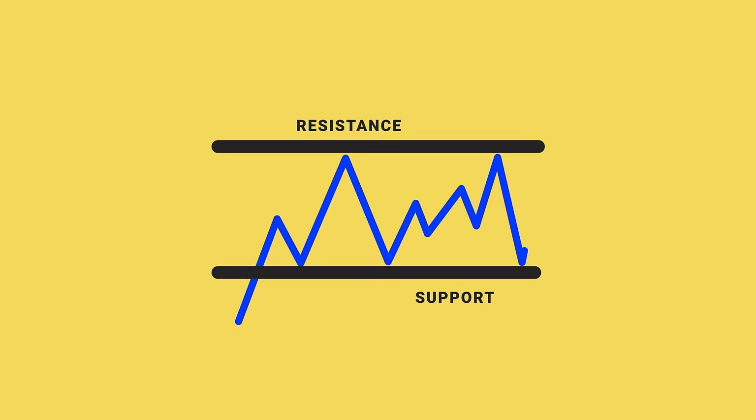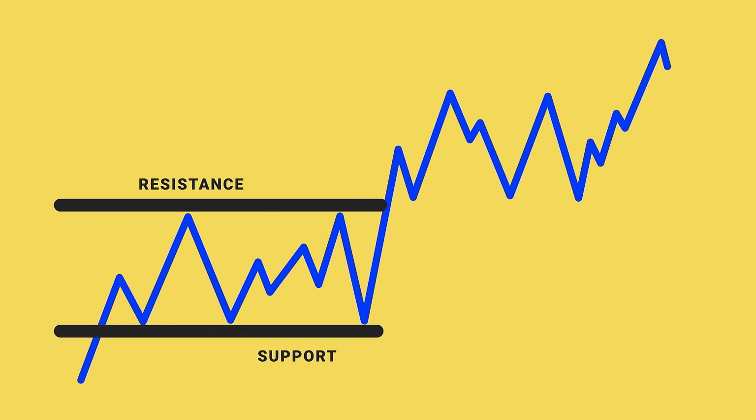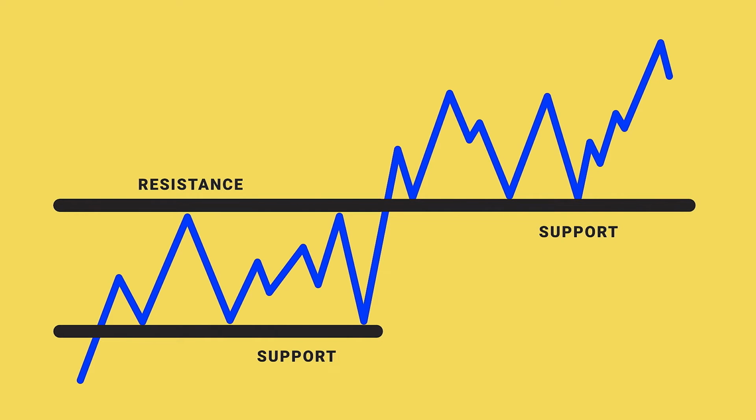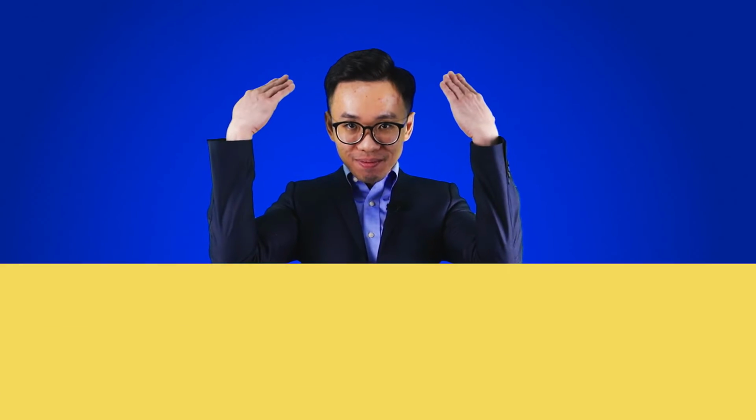chart here. On the other hand, when the price breaks through a resistance level, it will actually become the next support level. And in addition to that, when the price breaks through a support level, it will become the next resistance level. Since we know how to identify support and resistance levels, now let's take a look at how to draw them. Let's bring up the charts.